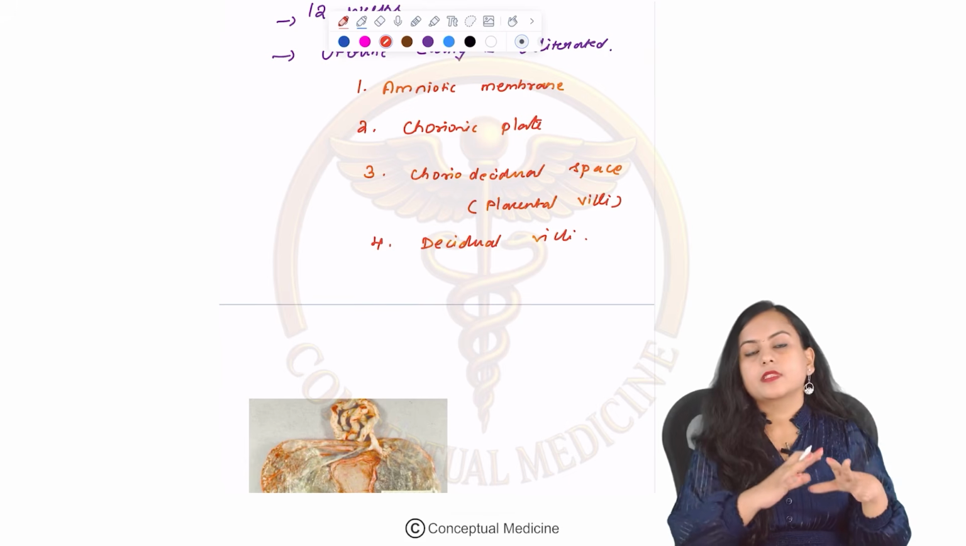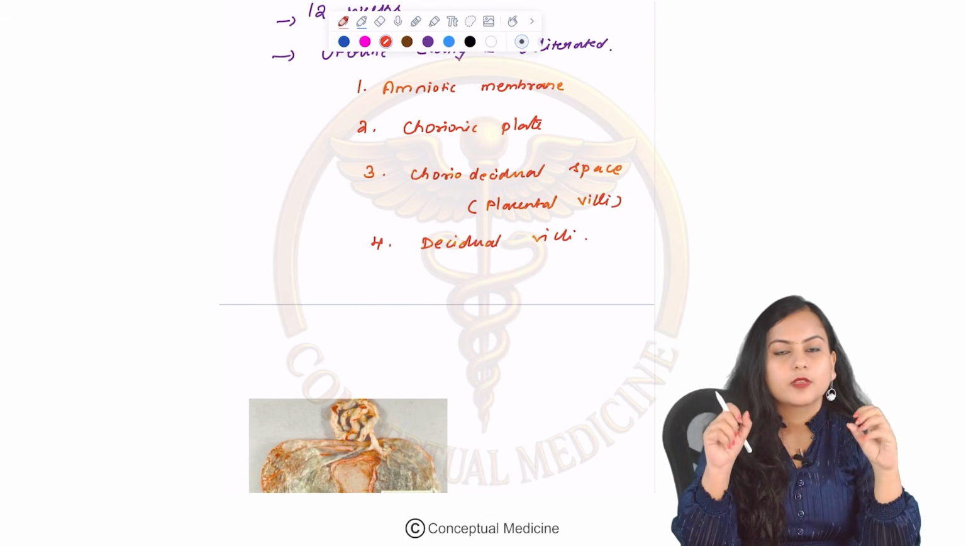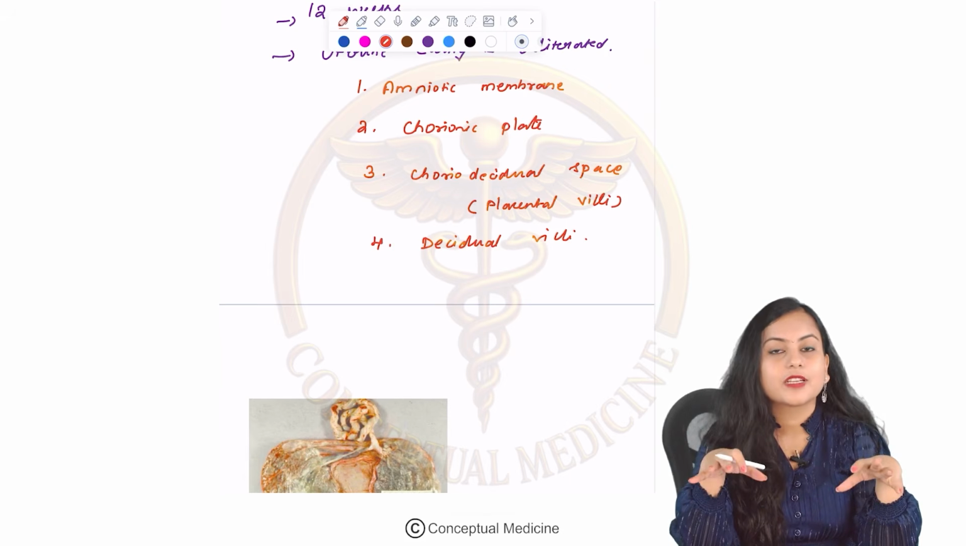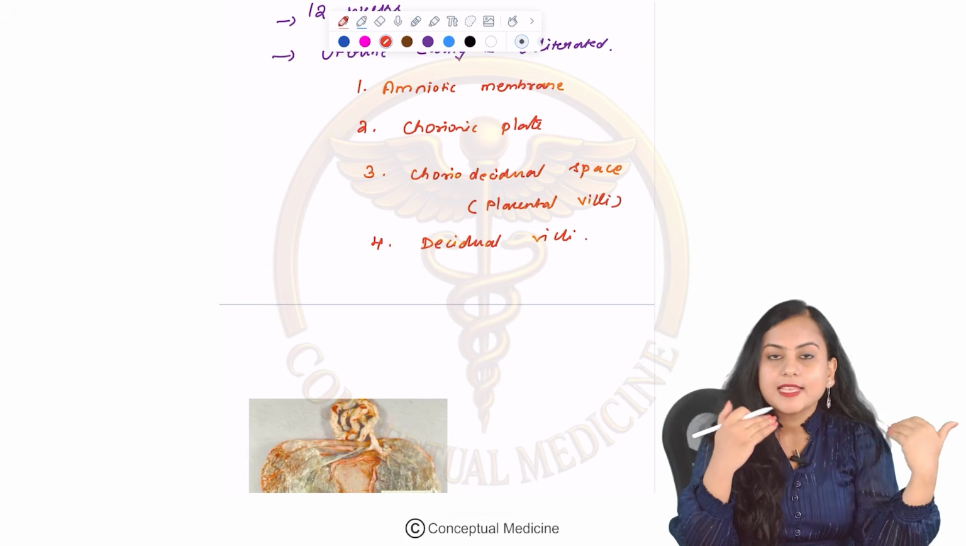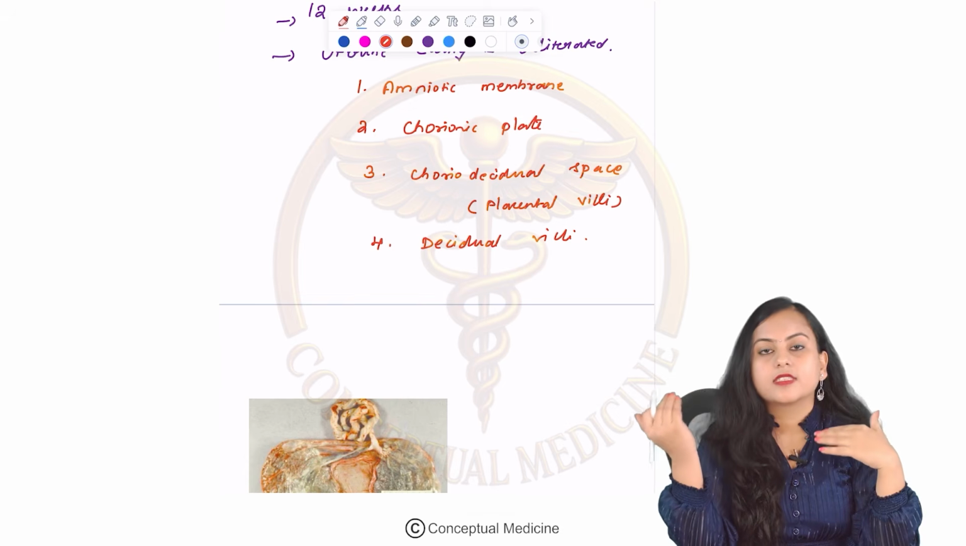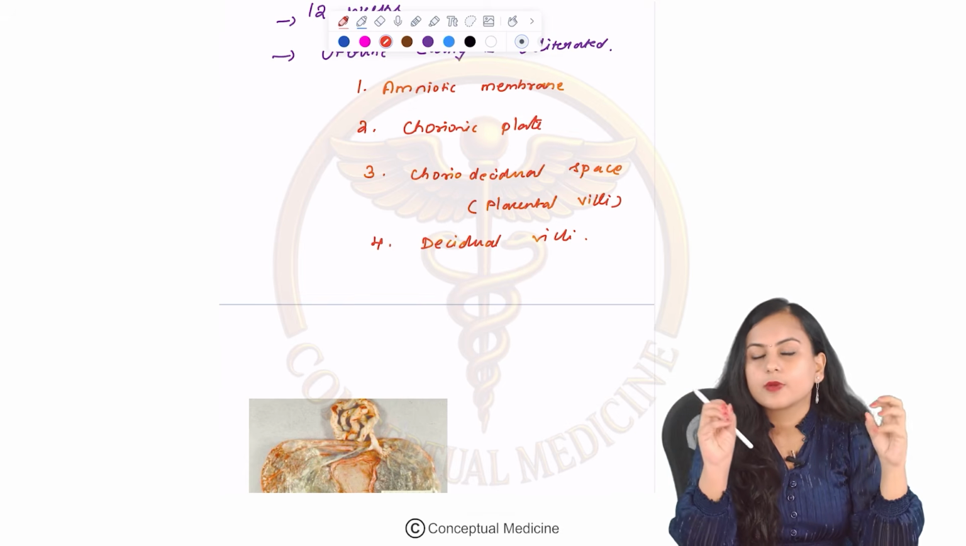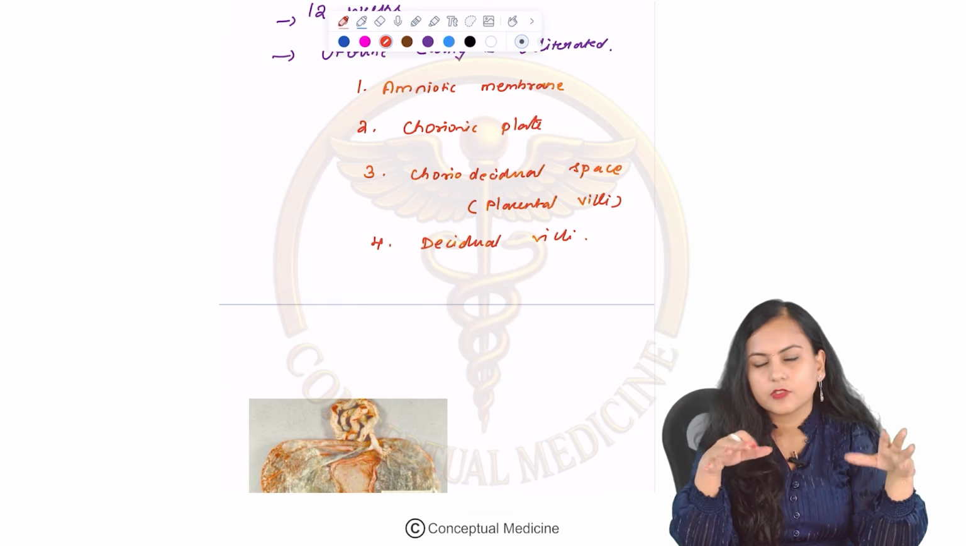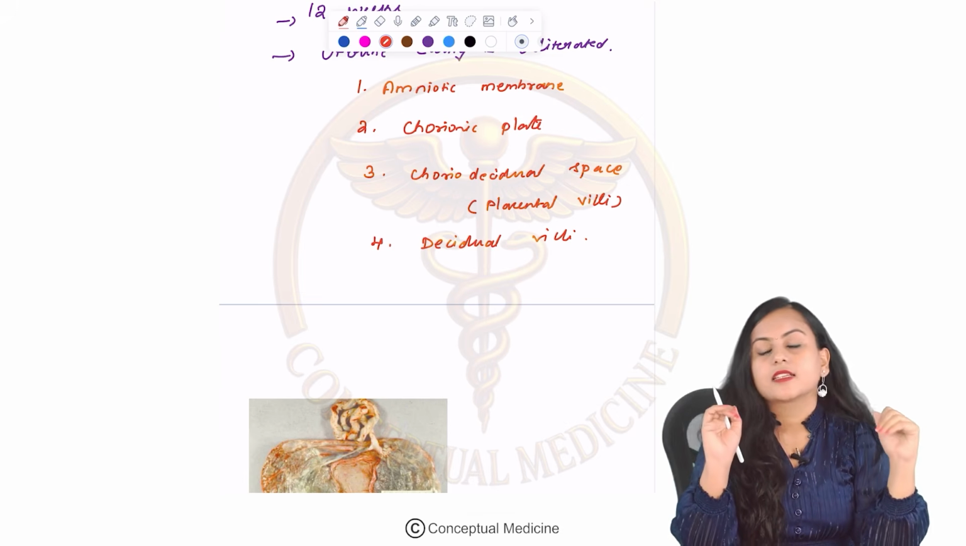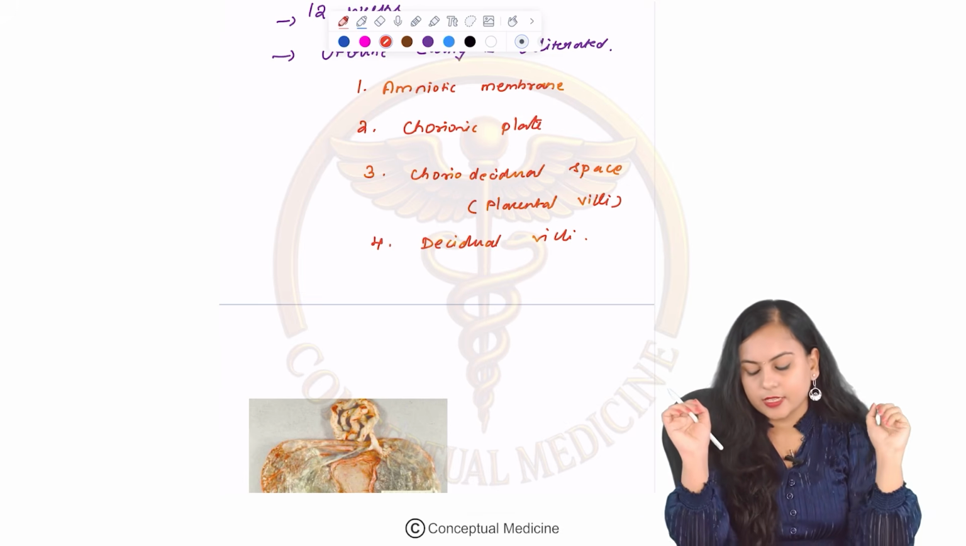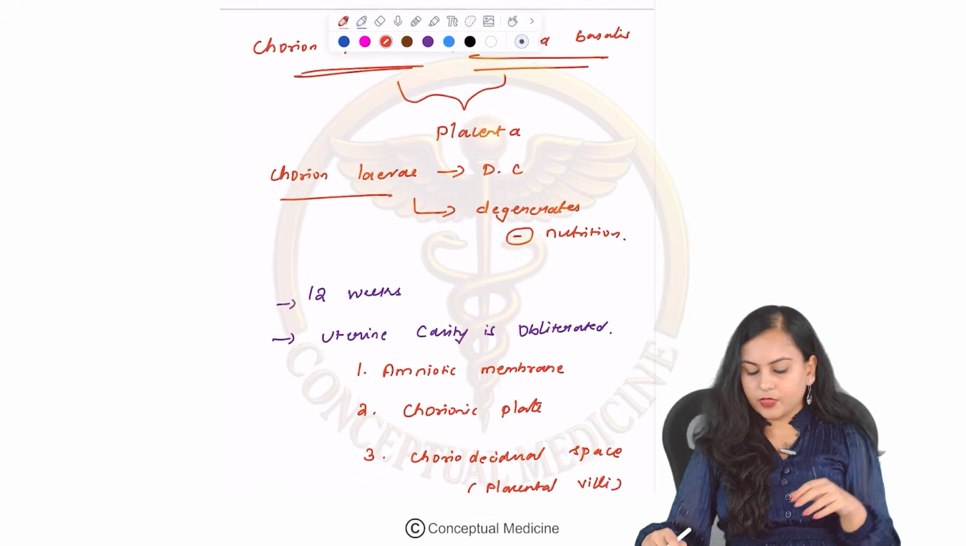Sometimes in term placenta you will be able to see whitish deposits also. These are nothing but calcium deposits, and as the pregnancy progresses towards delivery, you will see more of these white deposits, which are nothing but calcium, and these don't have any significance. So this is how it will be.